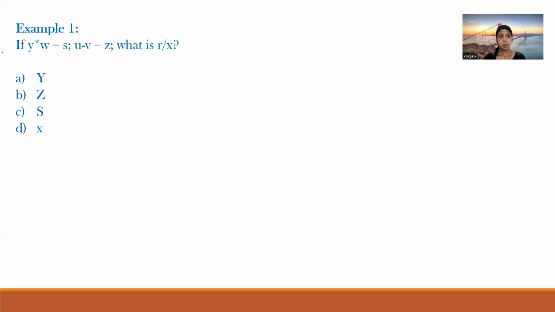So yes, the first one. If y into w is equal to s, u minus v is equal to z, what is r by x? Okay, so alphabets are given. Let's say we take A, B, C as 1, 2, 3, and it goes on. So Z should be 26, Y should definitely be 25, and 23 should be W.